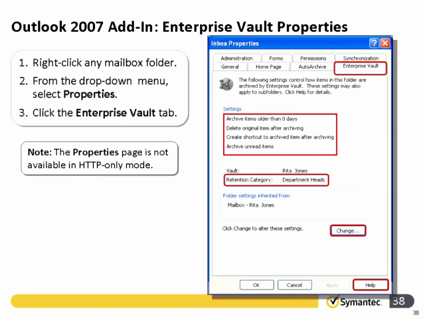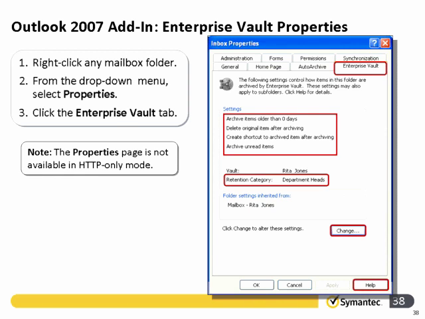And again, when we talked about the mailbox policies and the different policies that are applied based upon your provisioning group, it'll be showing that here in this Enterprise Vault property tab. Also, it shows you the retention category. So Rita Jones has the retention category of department heads. And then if you have permission, you will be able to click the Change button to open up a property page to allow you to identify unique Enterprise Vault properties for this particular Outlook folder.